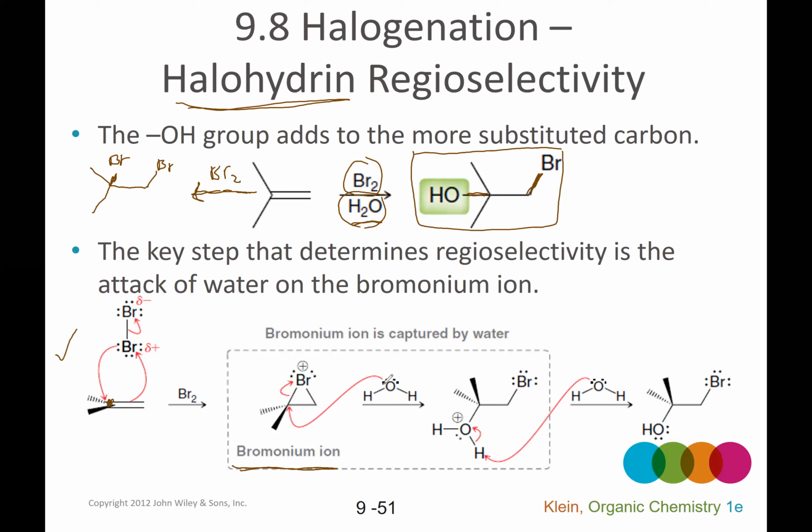Now when water is present, the water undergoes a nucleophilic attack on this carbon. Notice it always attacks the more substituted carbon, the carbon with the greater number of bonds to carbon. And I'm going to explain why later. And then the C-Br bond breaks, the three-membered ring opens, and you end up over here with the water attached again to the more substituted carbon. A second water molecule will come in and remove the H from the protonated water, giving you the final product of bromohydrin. So that's the mechanism of that reaction.